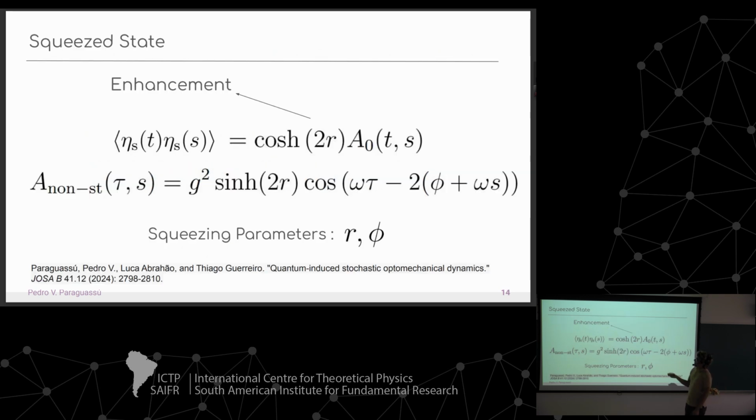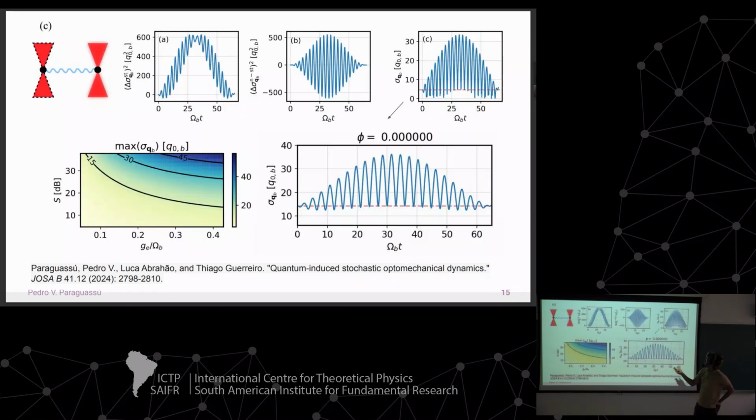But we can have a noise that is possibly measured by the classical probe. If I have it in the squeezed state, the noise will be enhanced by the squeezing parameter, the squeezing radius. And I also have a non-stationary noise that appears. So instead of the difference between two times, I have the sum of the two times in the correlation.